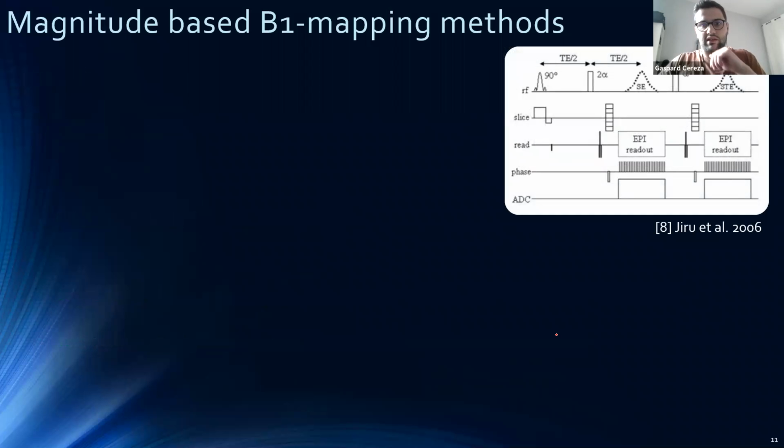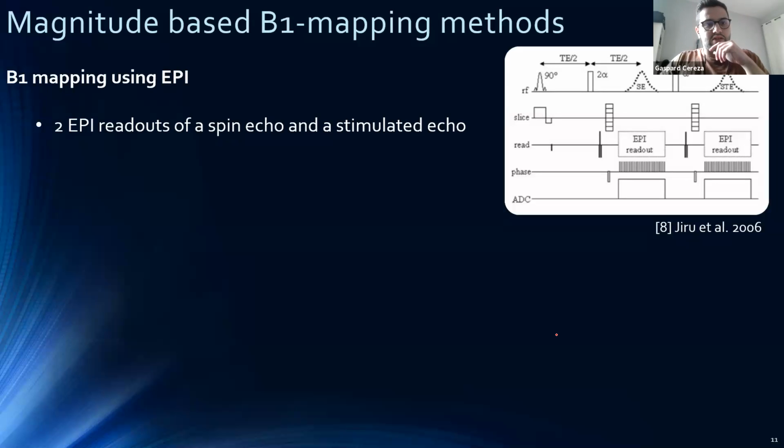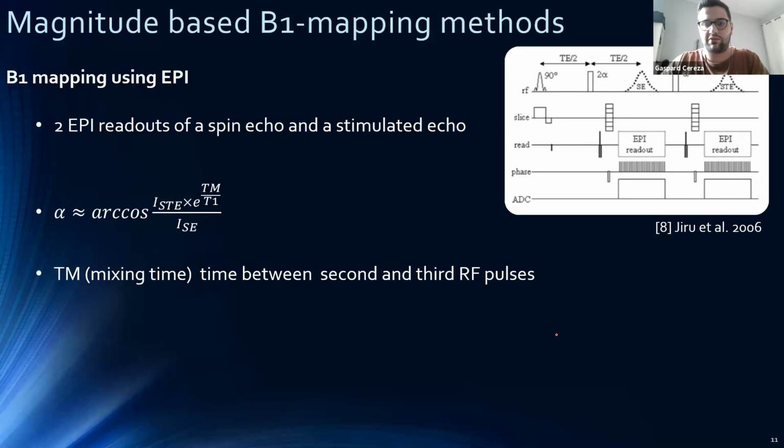Another method is still a magnitude-based method. I will go through it quite fast. So it's using EPI. Two EPI readouts are used for a spin echo and a stimulated echo. We can get the flip angle by this formula, where TM is the time between the second pulse at 2 alpha and the third pulse at alpha.